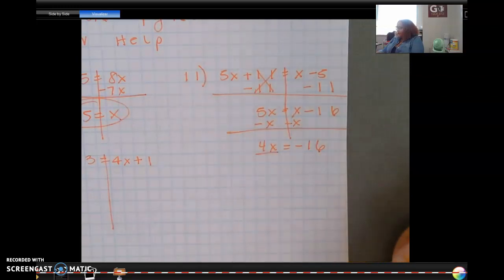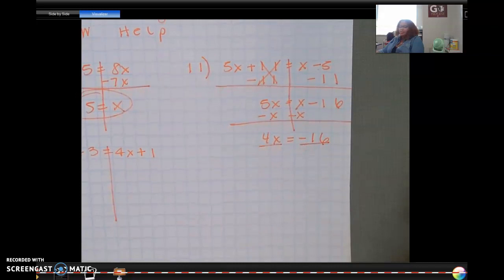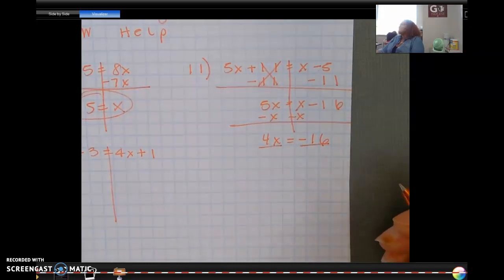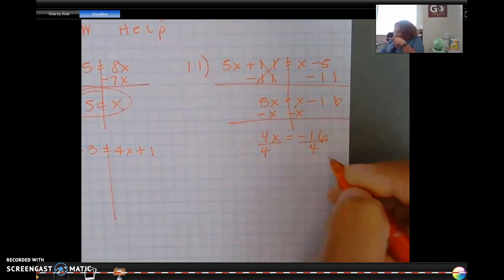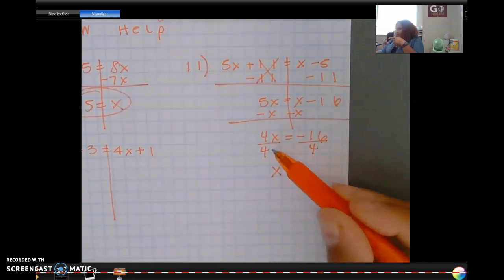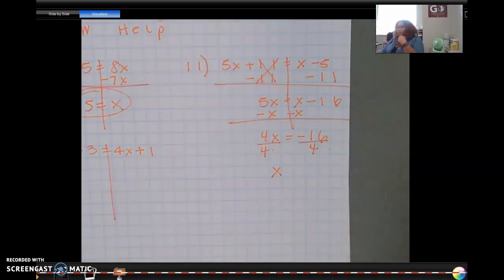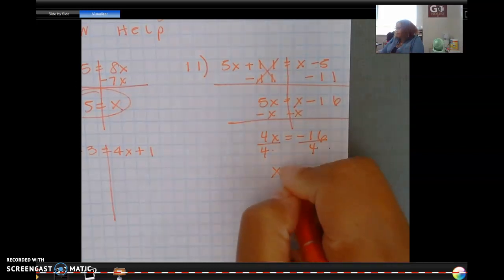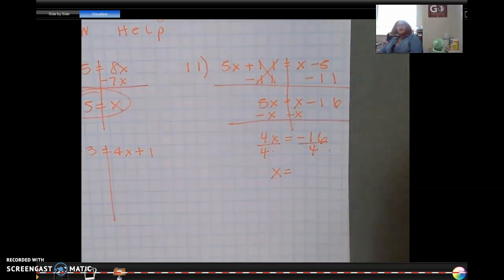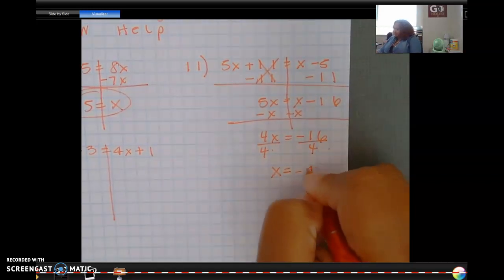Divide by who on both sides? Not 4x. You want x by itself, so divide by 4. Okay, be careful with what you say. Notice I don't put an x down here. All right, so this is negative 16 divided by 4. Watch your sign. Good.